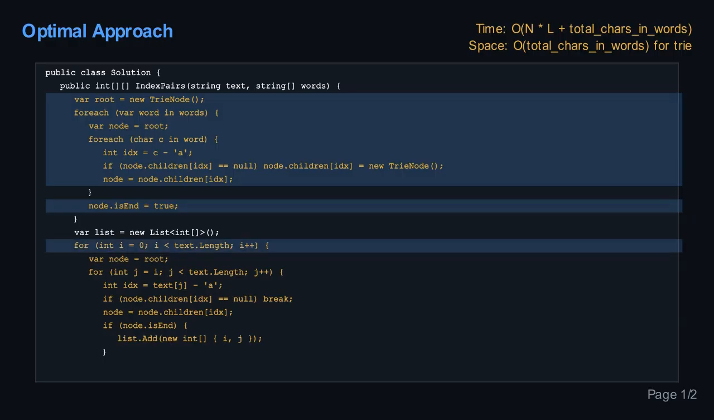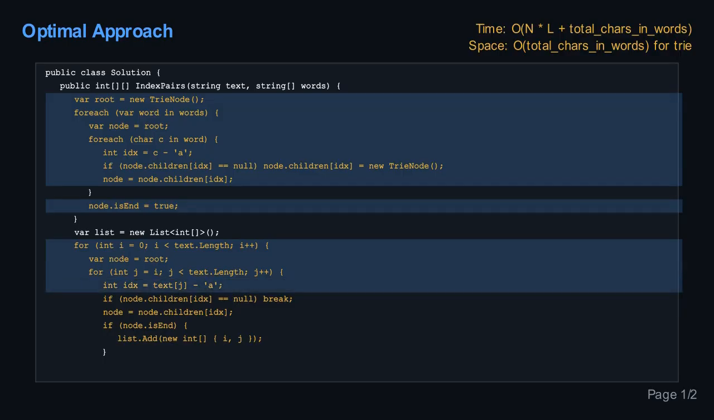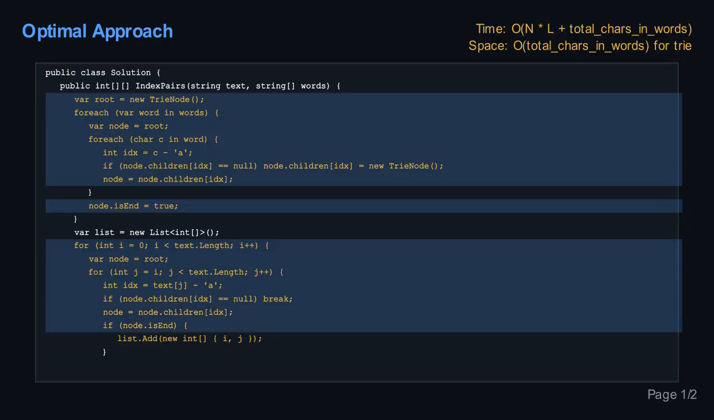Then, we iterate through the text, starting a potential match at each character. As we traverse the text, we simultaneously traverse the trie. If we reach a node in the trie that marks the end of a word, we found a match. We record the current start index and the current character's index as the end index. This way, we efficiently check for all possible words starting at a given position in the text.